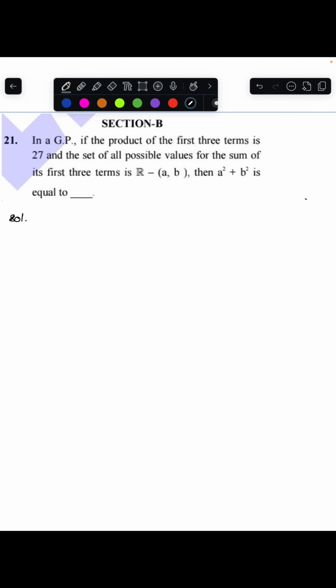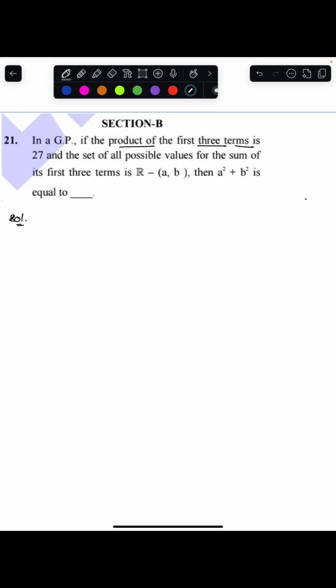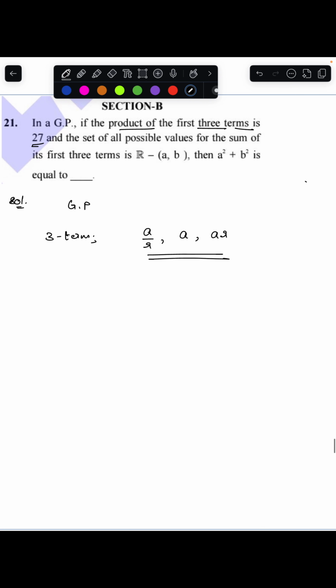So what is given here? Product of first three terms is 27. So whenever a GP is given and if they are asking for first three terms, you can assume like this: a by r, a, ar. Whenever three terms are there, you can assume the GP like this because it is easy for calculations. Now it is given that product of first three terms is 27.